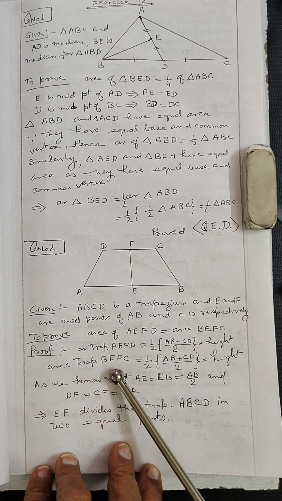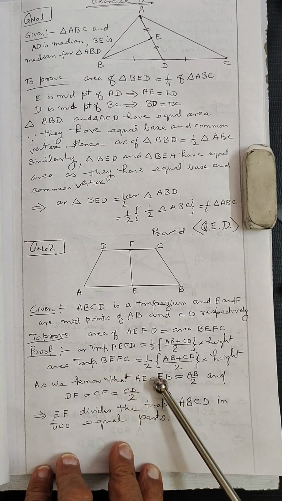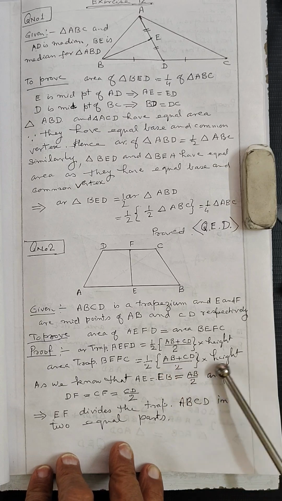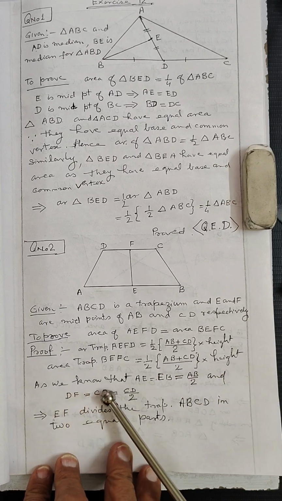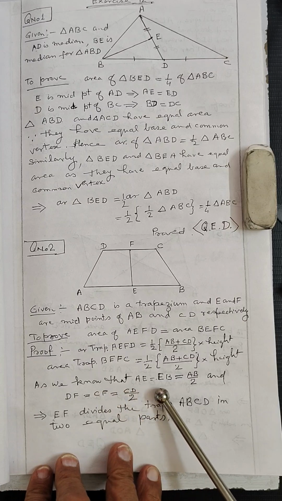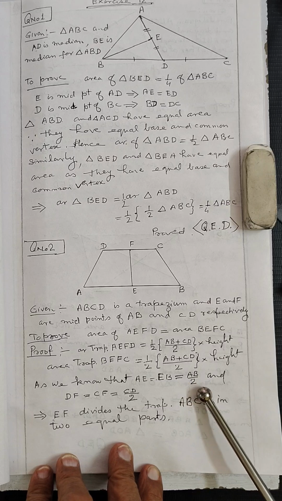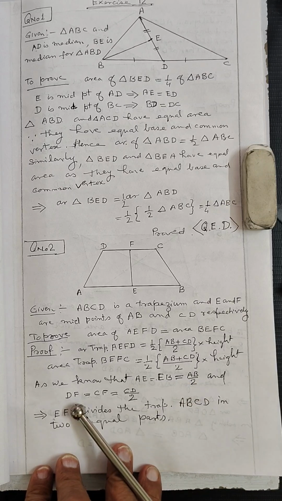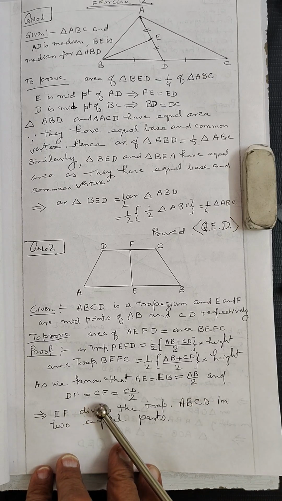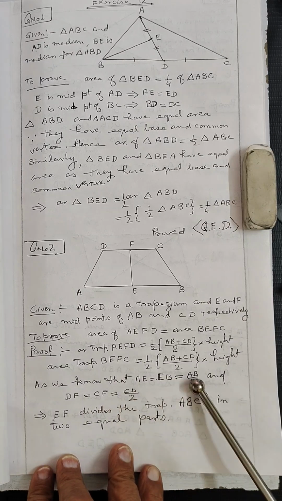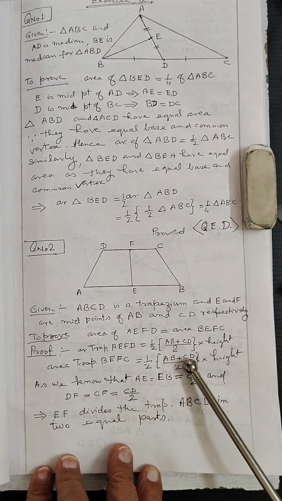Area of trapezium BEFC will be equal to 1 by 2. Here again I have written AB plus CD divided by 2 into height. As we know that AE is equal to EB is equal to AB by 2, and DF is equal to CF is equal to CD by 2. The same information has been used above.